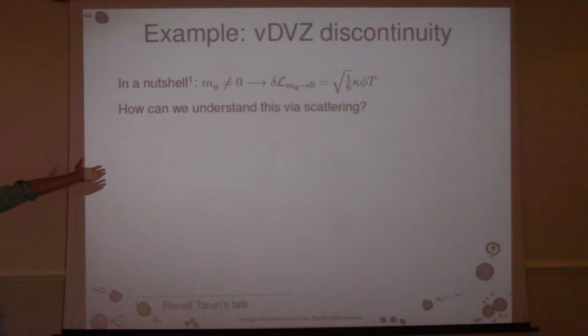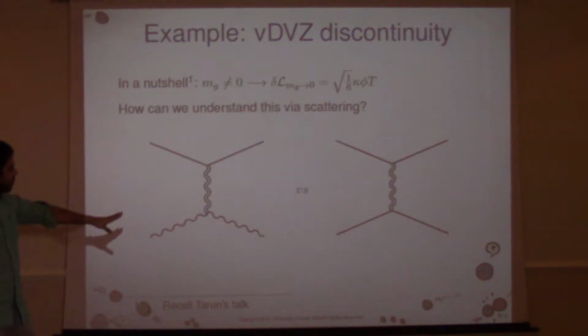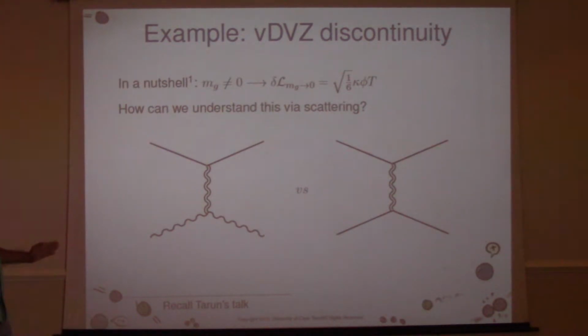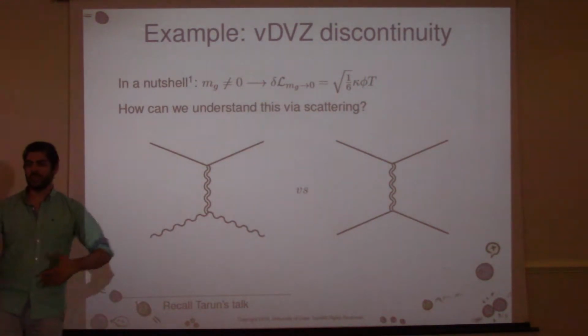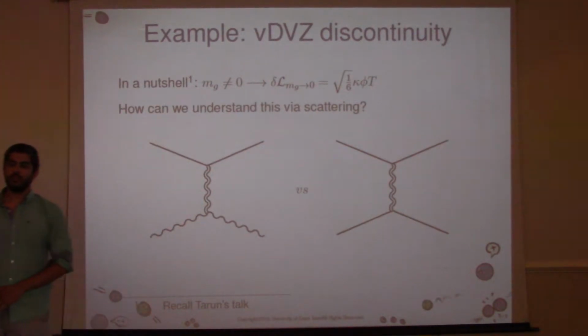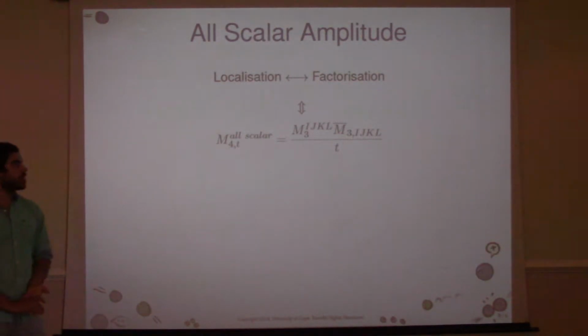So we want to try and scan this via a scattering problem that we can construct using the ingredients that I just showed you. So we're going to compare these two amplitudes. On the left we have an amplitude exactly the same as the one that Daan introduced to you earlier. We have a photon going past some black hole or some star or whatever, exchanging a graviton. And on the right we have just two scalars exchanging a graviton. So they could just be two planets or whatever. So let's look at the all scalar amplitude first.